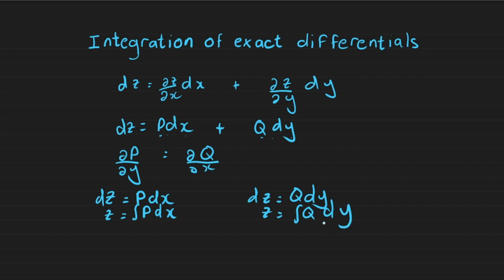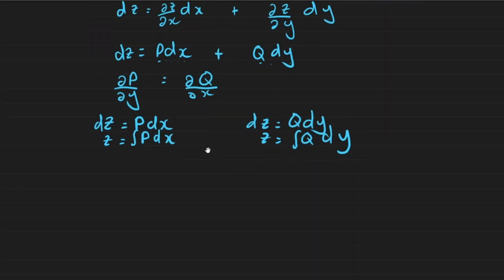So we have two integrals, right? p dx and q dy. And we see that z is equal to both of them. So how do we reconcile this now? Which one is actually z? How do we go about resolving this? We can easily see it by looking at an example.